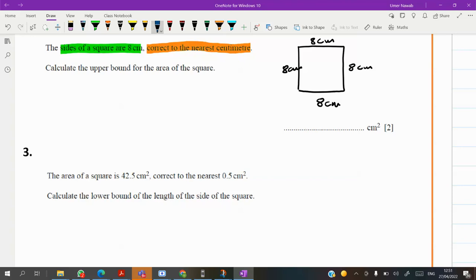If it is written correct to the nearest centimeter, it means we need to subtract 0.5 and add 0.5 to get our lower bound and upper bound. So what I'm going to do now: 8 centimeters, its lower bound is 7.5 centimeters and its upper bound is 8.5 centimeters.